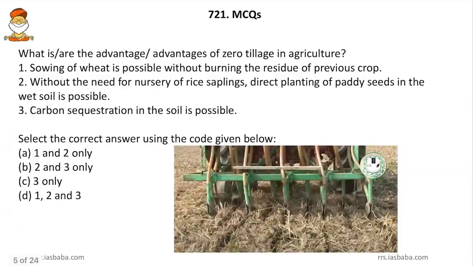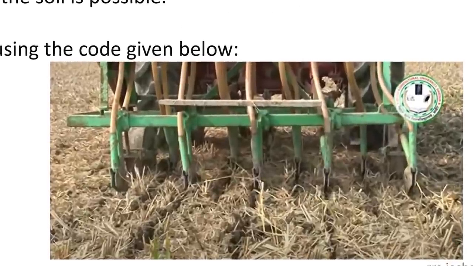Then come to the next one. What is or are the advantages of zero tillage in agriculture? Friends, if you know the concept of zero tillage, then there will be no problem at all in answering this question. So in this figure, we can see how zero tillage is done. Here the plows are not plowing the field, rather small blade-like plows make lines over the field, and in these lines where the dip is created, the seeds are sowed. And unlike the plows, the soil will not be turned over by these zero tillage blades.